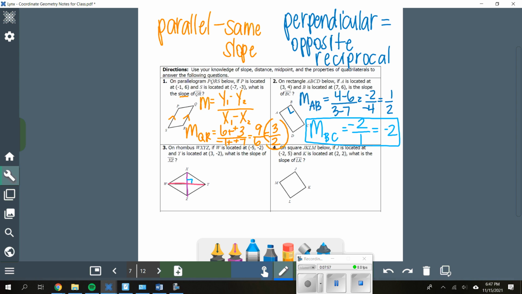So if I find the slope of WY to start, again, y minus y, 2 minus negative 2, over x minus x, negative 5 minus 3. That's going to give me 0 over negative 8, which just gives me a 0. Well, I want a perpendicular slope, so I want the opposite reciprocal slope here. The opposite reciprocal to a 0 slope is your undefined slope, so your vertical line.